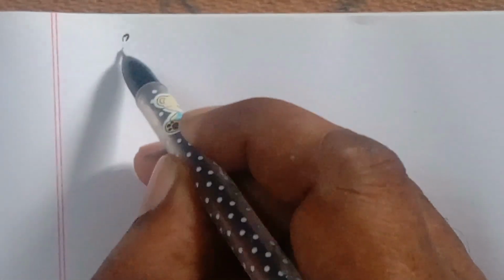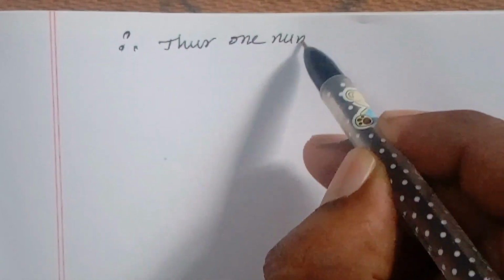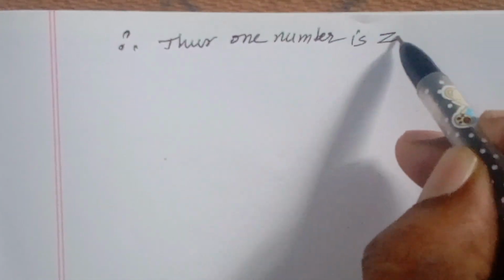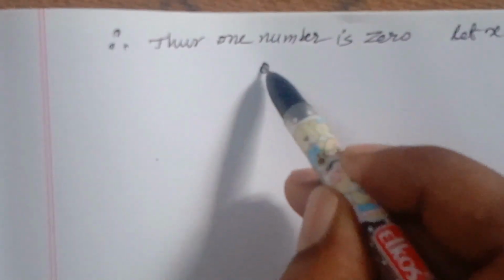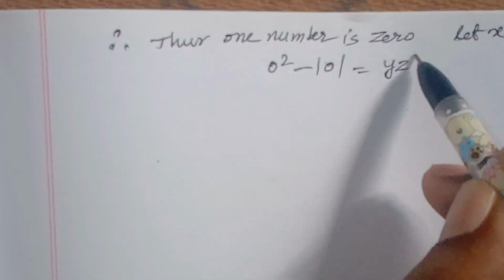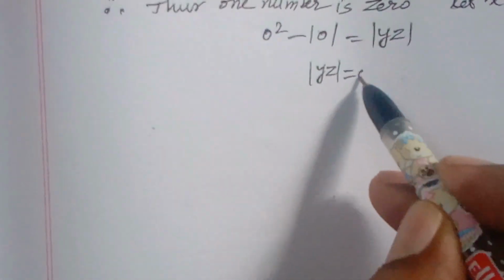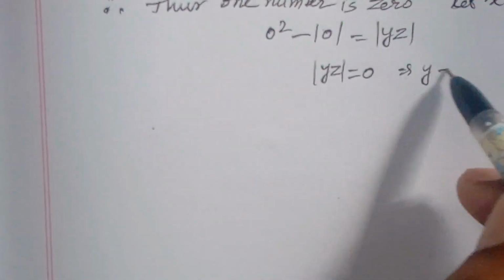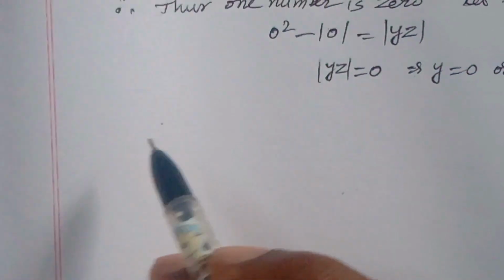So we can conclude that one number is 0. Let us take x equal to 0. Then replacing in the first equation, you will get 0² − |0| = |yz|. Now yz is equal to 0. That implies y equal to 0 or z equal to 0, or both y and z equal to 0.